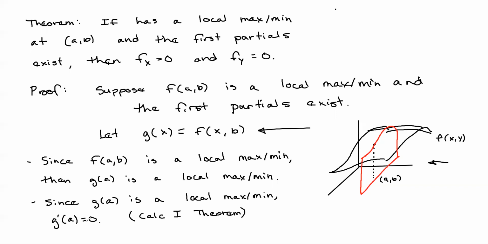There is a way to have a local max or a min where the derivative does not exist. So I think that's actually part of the theorem: if you go back and look at the Calc 1 theorem, it says assuming that g of a is a local max or min and the derivative exists, the derivative has to equal 0. So that's just a little extra detail there, but why not add it? Okay, so that does not complete the proof. So what's the rest of the proof?